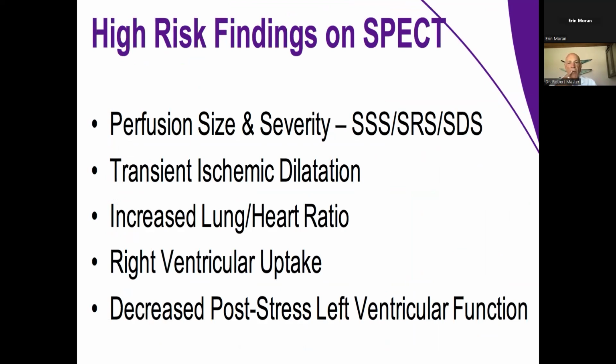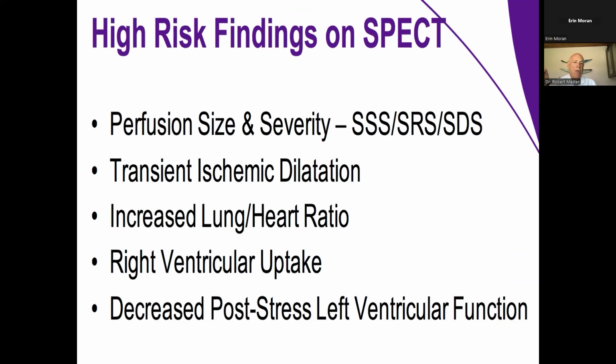So high-risk findings on a SPECT are perfusion size and severity. So the summed stress score, SSS, the summed rest score is infarct, and the summed difference score refers to the difference between those two. If you see transient LV dilatation, that's a high-risk finding. That means the left ventricle dilates with stress.